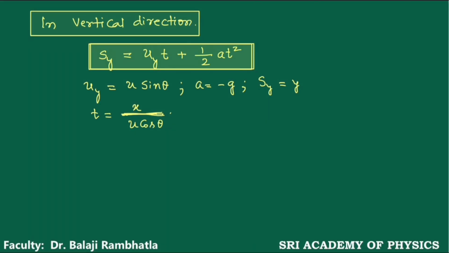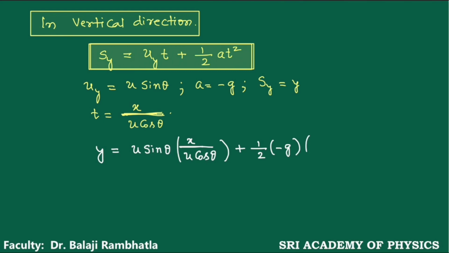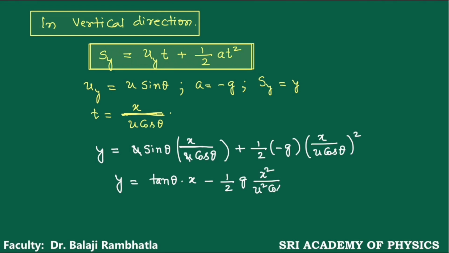So, ఇక్కడ sy అంటే ఎంతమా? y is equal to uy. uy అంటే u sin theta into t. t అంటే ఎంతమా? x by u cos theta plus 1 by 2 a value minus g t square అంటే ఎంత? x by u cos theta whole square. ఇక్కడ u ఈ u క్యాన్సిల్ అయిపోయింది. y is equal to tan theta, sin theta by cos theta is nothing but tan theta, into x minus 1 by 2 g x square by u square cos square theta.